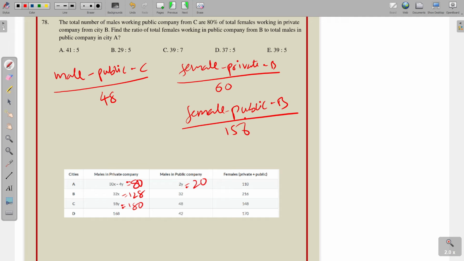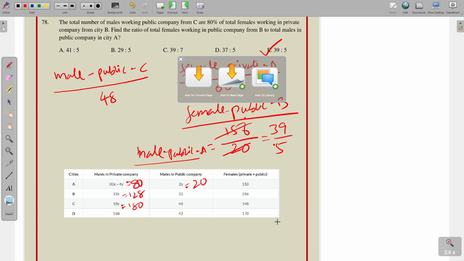Total male in public company city A is 20. So the ratio of these two, 4 times 5, 4 times 3s are 12, 4 9s are 36, is 39:5. 39:5 is our answer for this question.